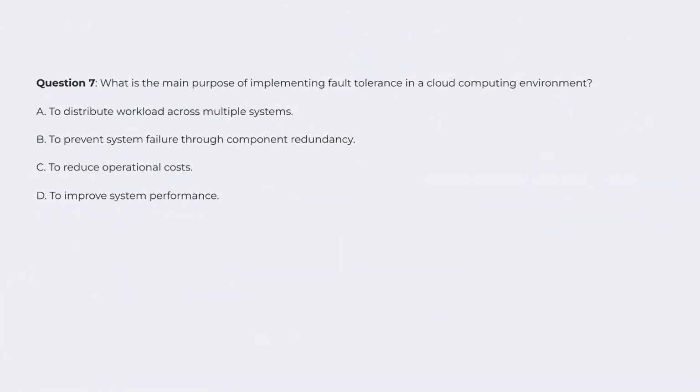Question 7. What is the main purpose of implementing fault tolerance in a cloud computing environment? A. To distribute workload across multiple systems. B. To prevent system failure through component redundancy. C. To reduce operational costs. D. To improve system performance.